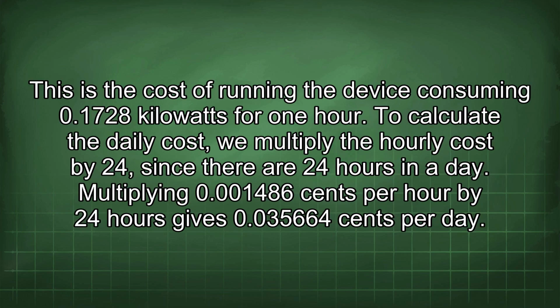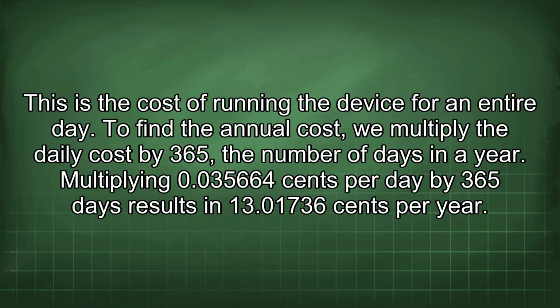This is the cost of running the device consuming 0.1728 kilowatts for 1 hour. To calculate the daily cost, we multiply the hourly cost by 24, since there are 24 hours in a day. Multiplying 0.1486 cents per hour by 24 hours gives 0.35664 cents per day. This is the cost of running the device for an entire day.